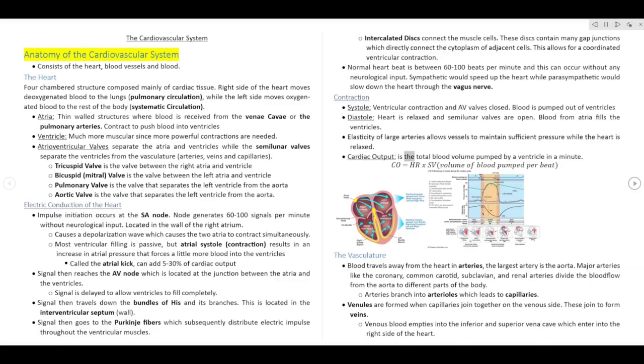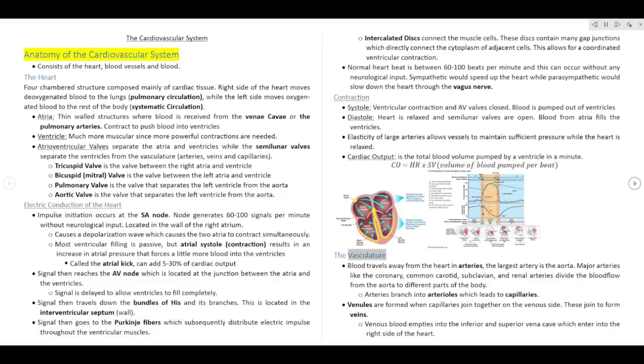Cardiac output is the total blood volume pumped by a ventricle in a minute. CO equals HR times SV, where SV is stroke volume, the volume of blood pumped per beat.